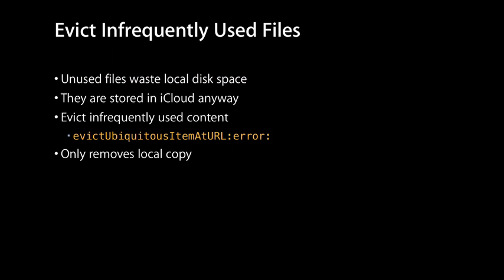As you work with iCloud, your users are potentially going to be creating lots of files, and you should endeavor to help them not waste disk space. You want to evict infrequently used files. The way to think about this is that any file that is in your Ubiquity container is also being stored in iCloud. So if you see a file that the user has not accessed in, say, a few weeks or a few months, you can go ahead and call evictUbiquitousItemAtURL on that particular file. This is a method on NSFileManager, and it will remove the local copy of that file but leave the copy on iCloud intact, so you can download it the next time you need it.